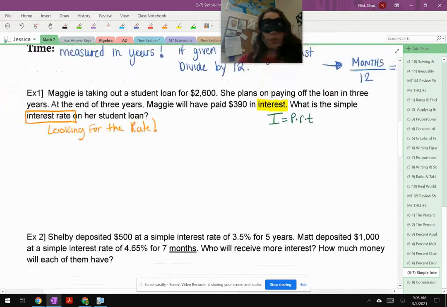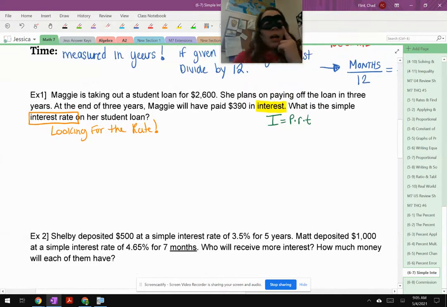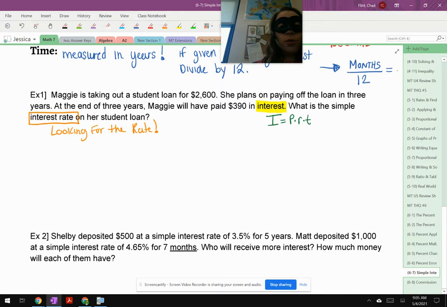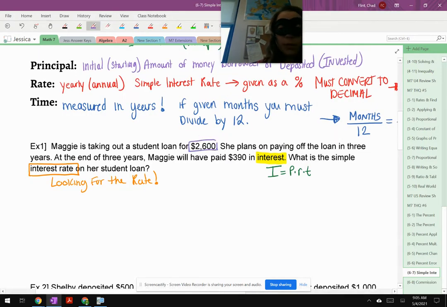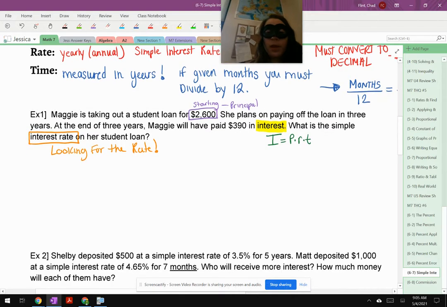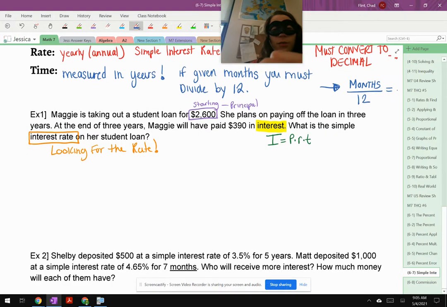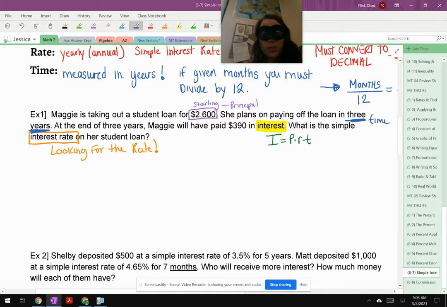Okay, so now we just got to fill in the right pieces. She is taking out a loan for $2,600, so that would be my principal amount, my starting amount. She plans on paying the loan off in 3 years, so 3 years, that's my time. It's measured in years, so I don't need to do any conversion with the crazy months.